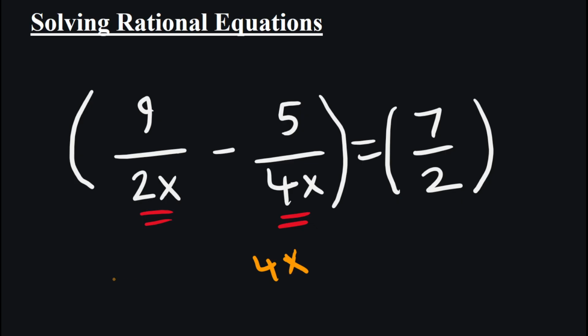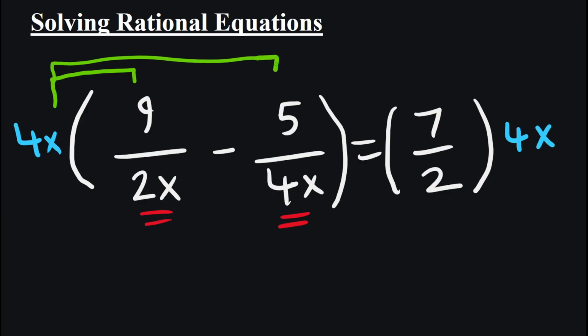And that is because 2x times 2 gives you 4x, and 4x times 1 will also give you 4x. So 4x is the least common denominator, the LCD. So we're going to multiply both sides by 4x. 4x here and 4x here. When we multiply the left part by 4x, we have something being multiplied outside of parentheses, so we can distribute it. So 4x times this fraction, and then plus 4x times this fraction.